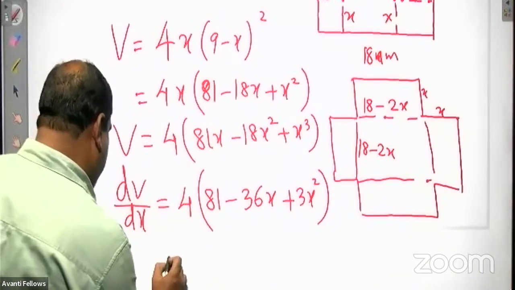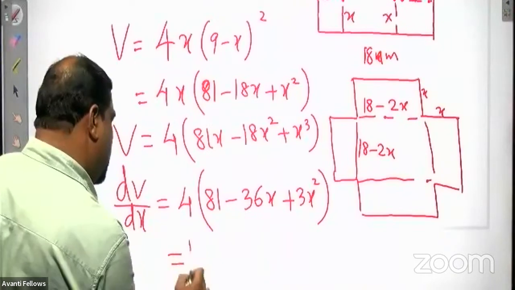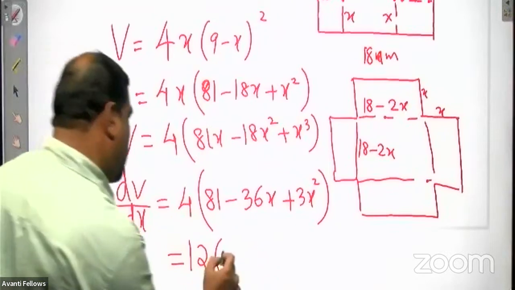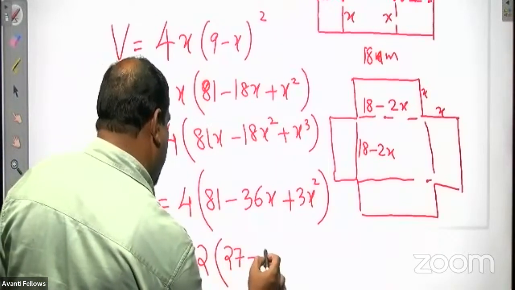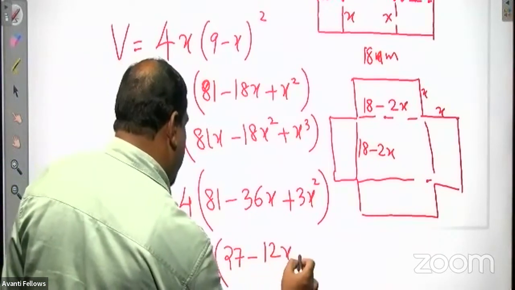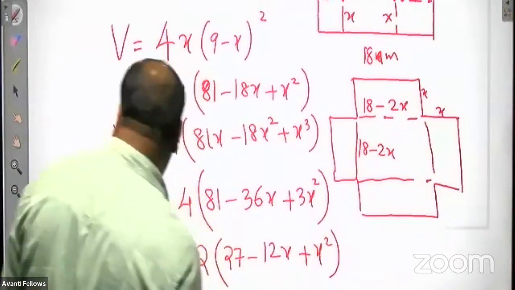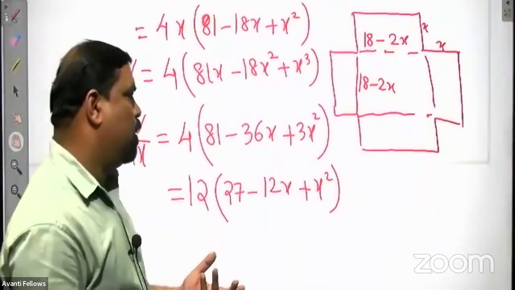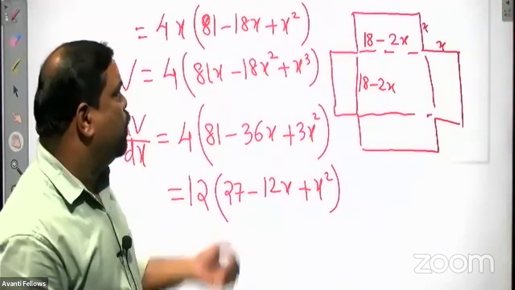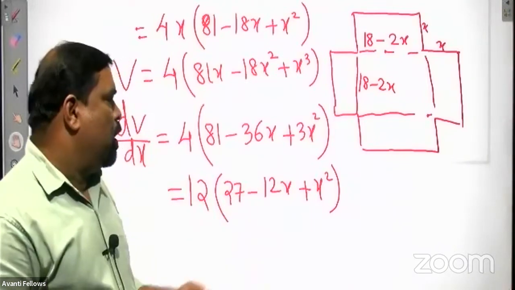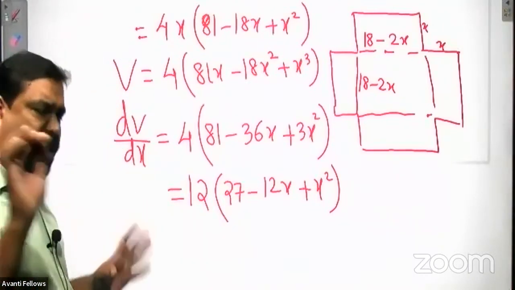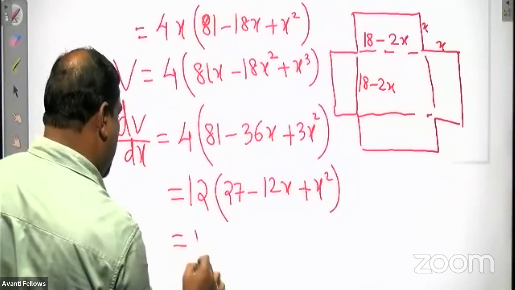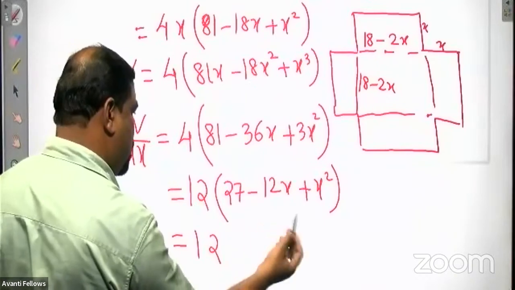Okay. And that can be again modified by taking 3 outside, that is 12 into, if I take 3 outside, 3 into 4, 12 into, in bracket, it will be 27 minus 12x plus x square. You can do this according to your convenience, okay? There is no hard and fast rule that you have to follow the same thing, okay? Ultimately, we have to find the critical point. That is our target, okay?